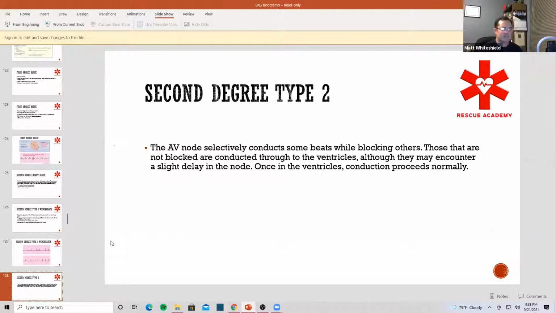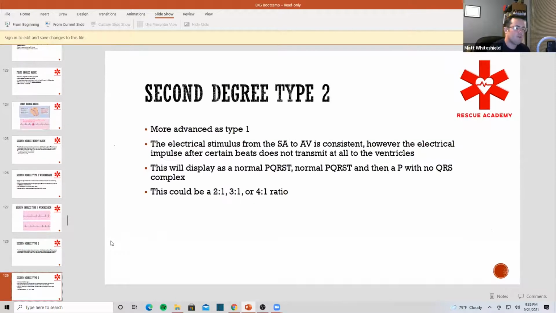Second degree type 2, it says the AV node selectively conducts some beats while blocking others. Those that are not blocked are conducted through the ventricles, although they may encounter a slight delay in the node. Once in the ventricles, conduction proceeds normally. Now, you're going to see that there's some different ratios here at the bottom. It says 2-to-1, 3-to-1, 4-to-1.